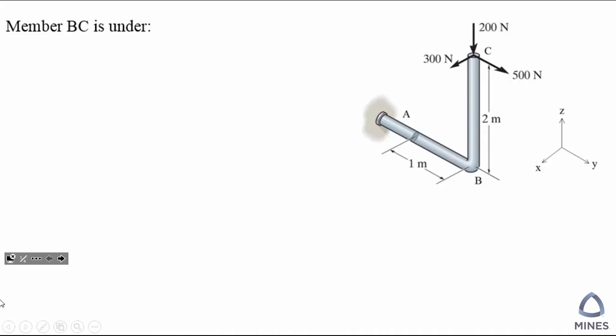Okay, so today what we are going to do is try to find out the internal force at different cuts. Before we do anything, we need to remember that the axial load, the normal force, is going to be perpendicular to your cutting plane, and your shear force must be parallel to your cutting plane. As for the moment, the torque is going to be perpendicular to your cutting plane. However, your bending moment needs to be parallel to the cutting plane.